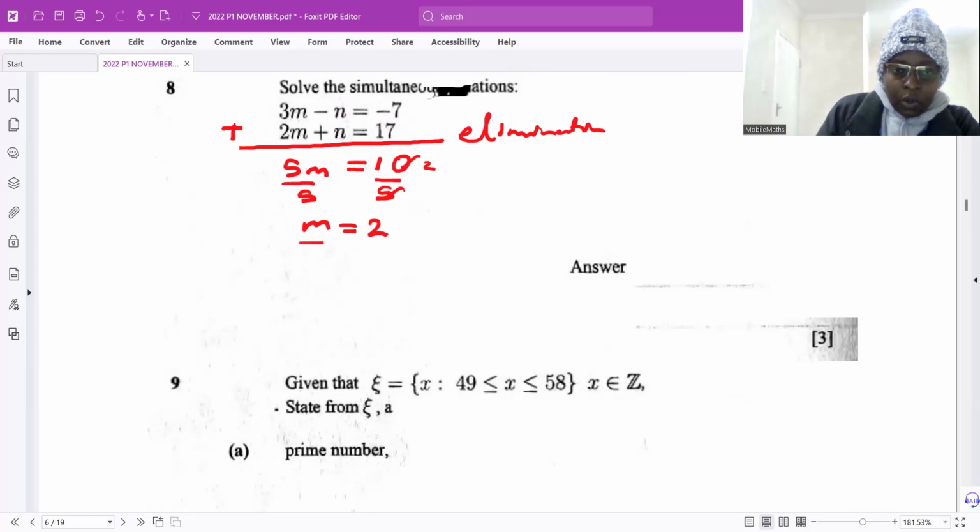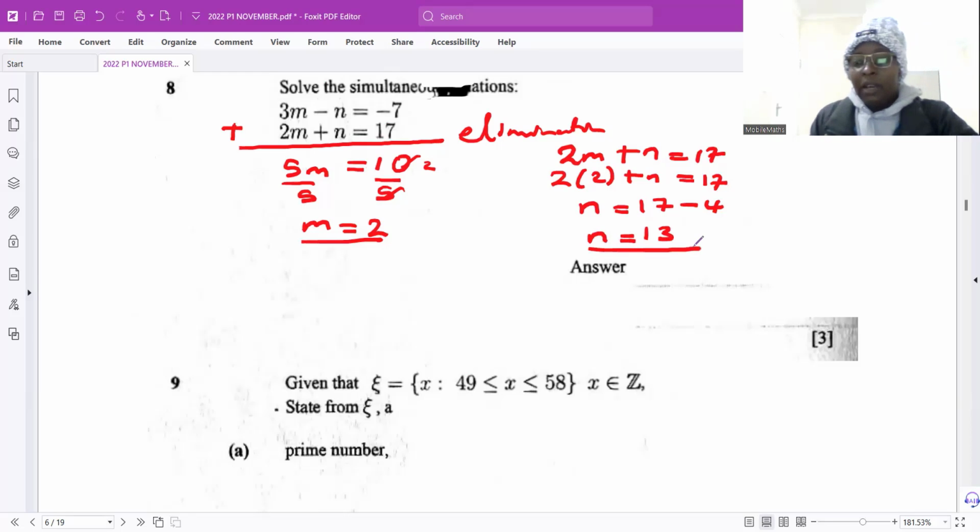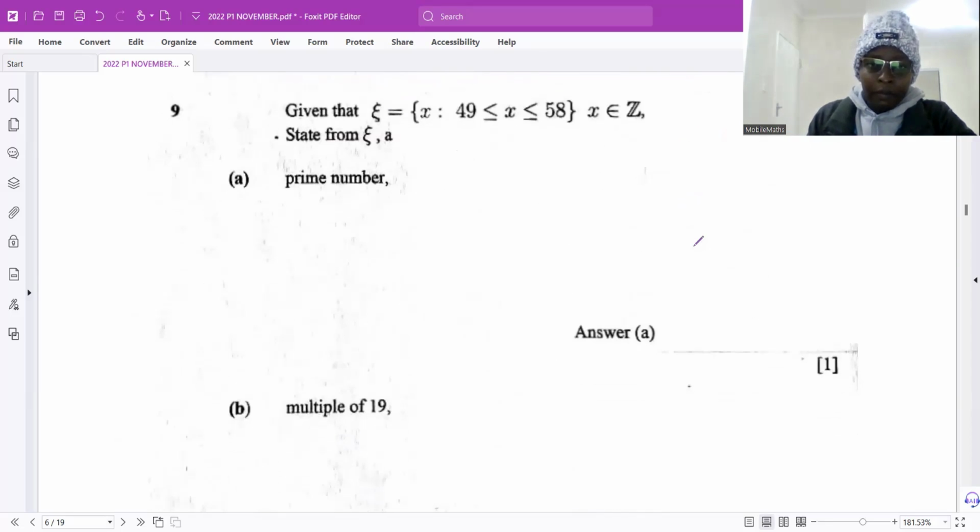Having m is equal to 2, I can substitute in the equation. I'm going to substitute in 2m plus n is equal to 17. So it means I now have 2 by 2 plus n is equal to 17. So this is 4, so n is equal to 17 minus 4. So our n is equal to 13. So these are the two values. m is 2, n is 13. Let's move on to number 9.